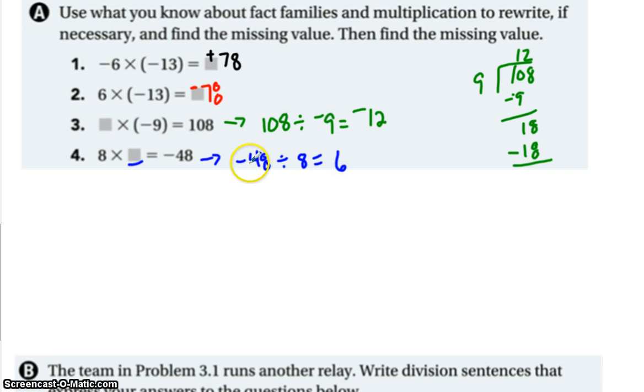And since we have a negative divided by a positive, oh, there's the bell, we will make our 6 a negative 6. Which makes sense, because if I would take a negative 6 times a positive 8, I would get negative 48, and a negative 12 times a negative 9 would equal a positive 108. All right, so those are the first little introduction problems.